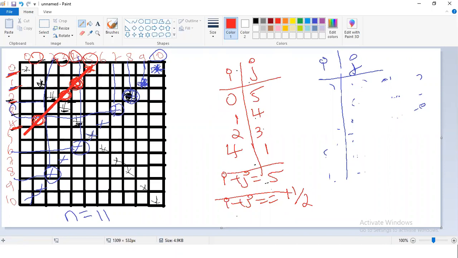Here is 11 by 2, so i plus j is 11 by 2. And what is 11? That is n. So you can write the equation as i plus j equals n by 2. This will be our equation. Please take this screenshot. You have taken the screenshot? Okay.